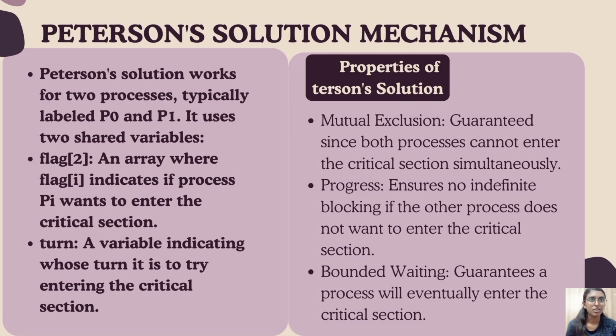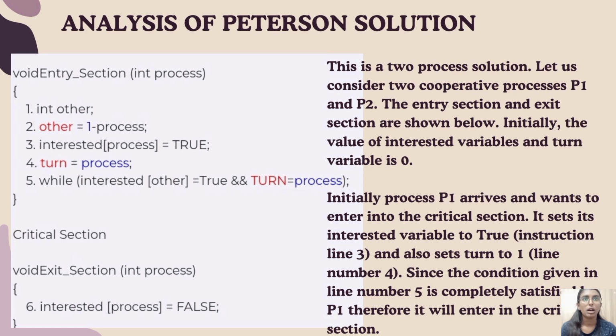Properties of Peterson's solution. Mutual exclusion is guaranteed since both processes cannot enter the critical section simultaneously. Progress ensures no indefinite blocking if the other process does not want to enter the critical section. Bounded waiting guarantees a process will eventually enter the critical section. Analysis of Peterson's solution. This is a two-process solution.